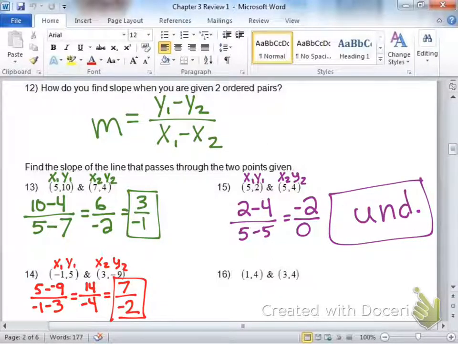Now, that is not the same thing that's going to happen on 16. On 16, we have x1, y1, x2, y2. On this one, you can see that we're going to end up with the 0 on the top. What's 0 divided by anything? No, it's not an error. What is it? 0, yes. So when 0 is on the top, 0 is your slope. When 0 is on the bottom, your slope is undefined. All right, I'll give you guys a second to catch up with that.